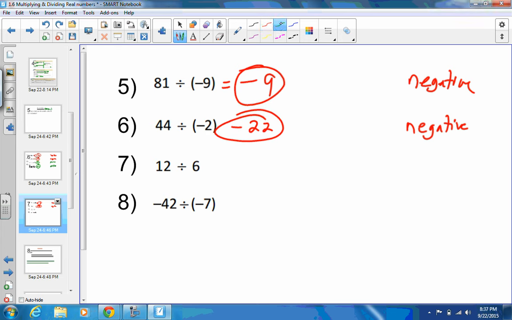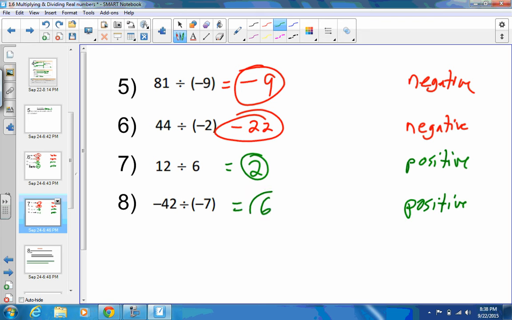All right, 12 divided by 6. Hopefully you can remember if you have two positives, the result is going to be positive. So 12 divided by 6 gets you 2. And number 8, you have two negatives, so you also get a positive result. It's like those two negatives cancel each other out. And 42 divided by 7 is positive 6. All right, so that is division.